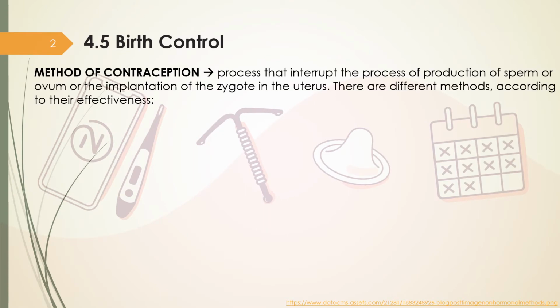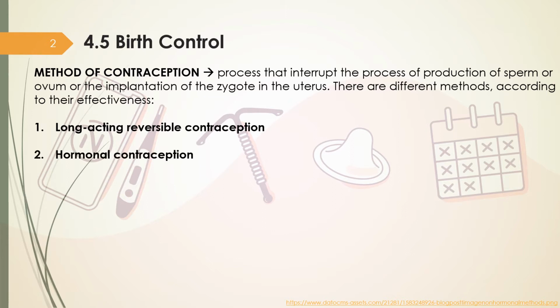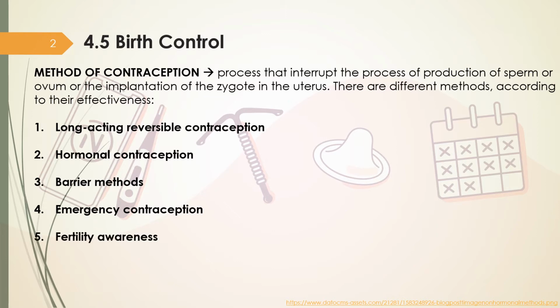So birth control is a method of contraception. What does it do? It interrupts the process of production of sperm or ovum or the implantation of the zygote in the uterus. So there are different methods according to their effectiveness, okay? Each method has its own action. We have long-acting reversible contraception, hormonal contraception, barrier methods, emergency contraception, fertility awareness, and permanent contraception, okay? So now I'm gonna talk about each of them.